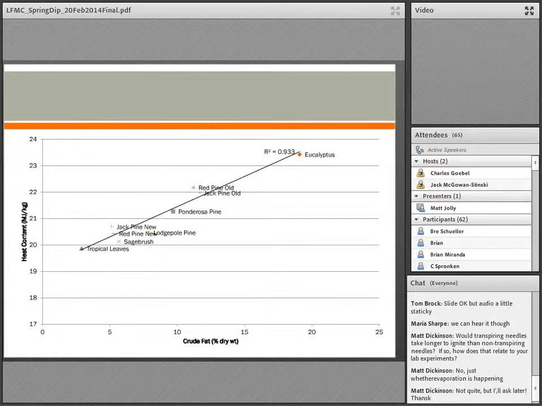So if we just look at simply crude fat and heat content, we can see that basically we can explain about 93% of the variation in heat content just by knowing the crude fat alone. And these are, but it does get more complicated as we've added more species.